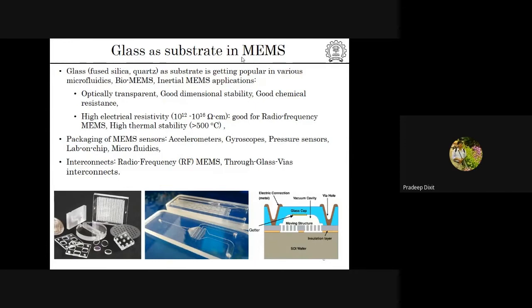Now I'm moving to something called glass. Traditionally people are using silicon as a substrate. Silicon is good, it's an easily available material, but it has certain limitations. One of the major limitations is that this is not a transparent material. Because of the opaque nature, it will have certain issues, especially when you want to do bonding or any kind of alignment.